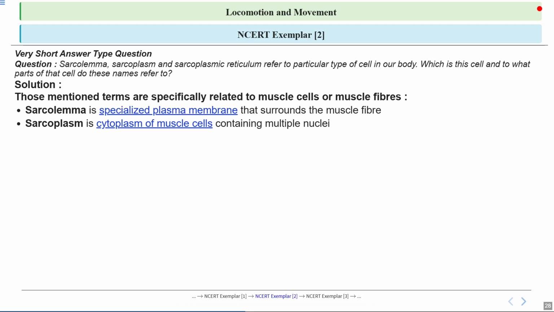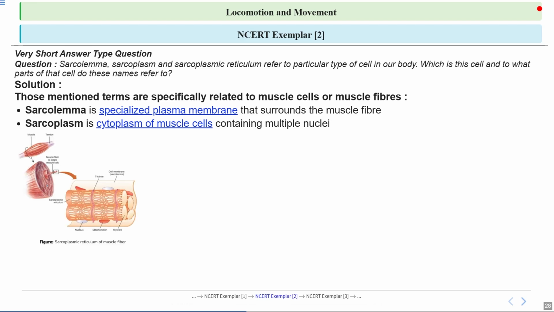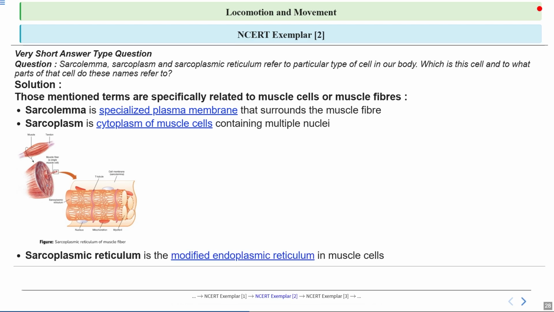Talking about sarcoplasm, it is the cytoplasm found inside the muscle cells, and it contains multiple nuclei, which helps in providing the necessary proteins and energy for muscle contraction. You can see the sarcoplasmic reticulum of the muscle fiber in this picture. The sarcoplasmic reticulum is a specialized form of the endoplasmic reticulum found in muscle cells, which helps store and release calcium ions during muscle contraction, playing a key role in the process of muscle movement.